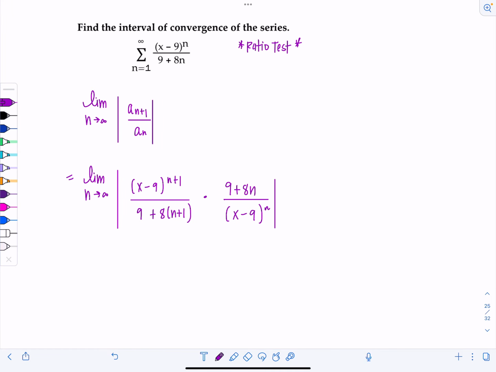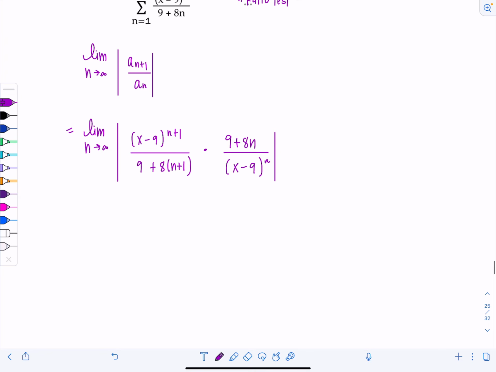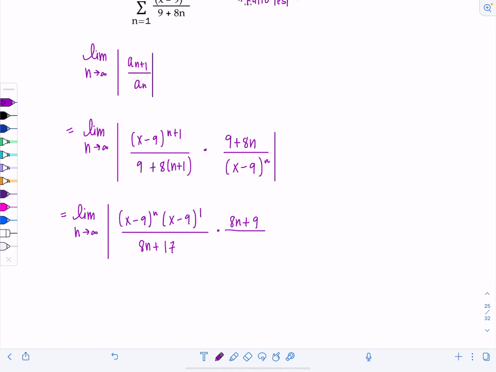Okay, so let's see, this is the limit as n goes to infinity of the absolute value of (x minus 9) to the n times (x minus 9) to the first, over, this is going to be what? 8n plus 8 plus 9, so 8n plus 17, times 8n plus 9 over (x minus 9) to the n. And then now I can cancel out this (x minus 9) to the n, right?